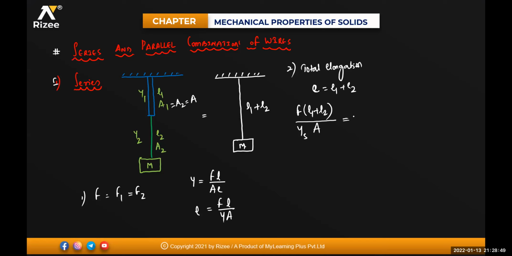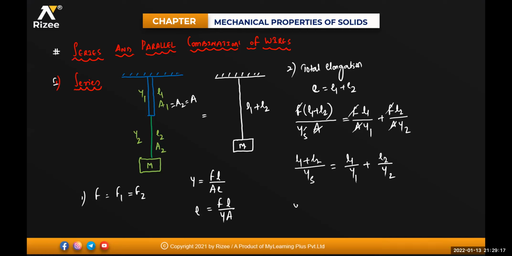That means I can write: force is the same, F into length L1 divided by A into Y1, plus F into L2 divided by A into Y2. This A will get cancelled, and this F and this F will also get cancelled. So (L1 plus L2) divided by Y in series will be equal to L1 by Y1 plus L2 divided by Y2.